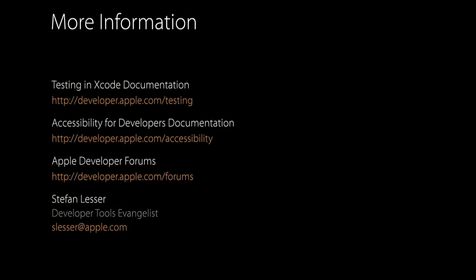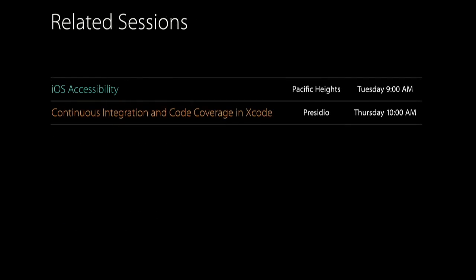So for more information, we've got great documentation on XCTest. You can get to it through Xcode itself or on our website. And accessibility also has great documentation I encourage you to check out. The developer forums are a great place to raise questions and trade tips with other users about how you're using things. And our evangelist, Stefan Lesser, is a great contact to get you started. There are some related sessions if you want to dial back in time and watch the accessibility session from yesterday morning. Probably watch the video on your lunch if you want. And continuous integration and code coverage, new technology in Xcode Server, that you can see tomorrow morning.